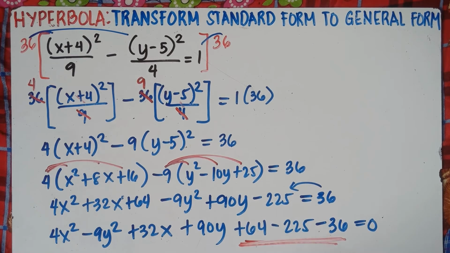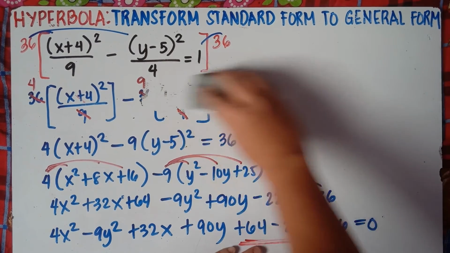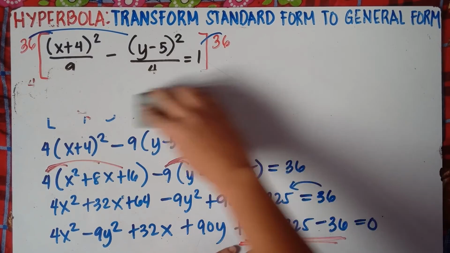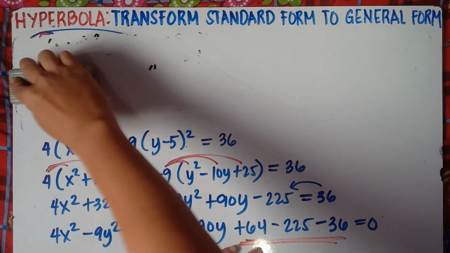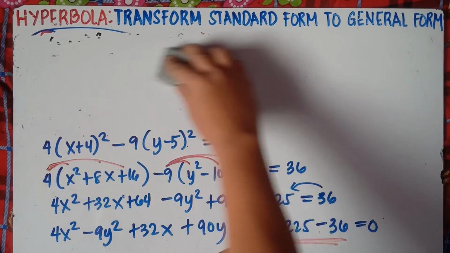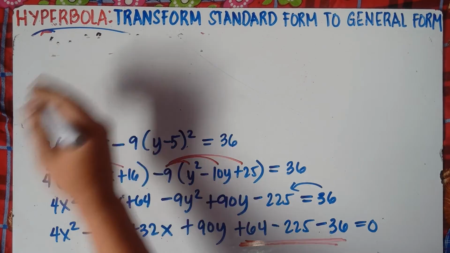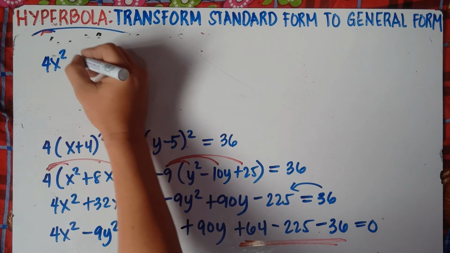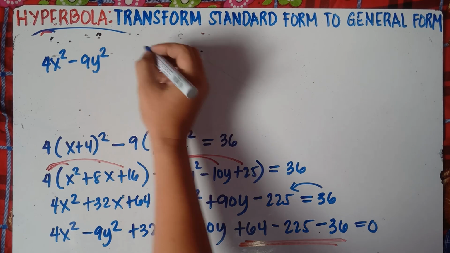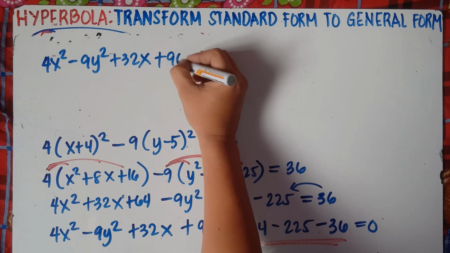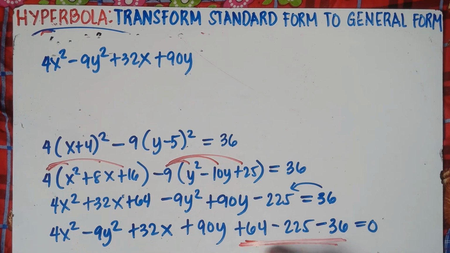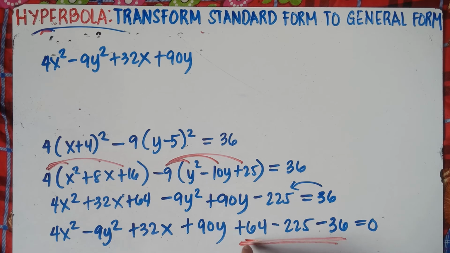Alright, we don't have enough space, so I will be erasing the top part. You paused the video a while ago. Let's combine this one. So copy first 4x squared minus 9y squared plus 32x plus 90y. Then combine the numbers: 64 minus 225.